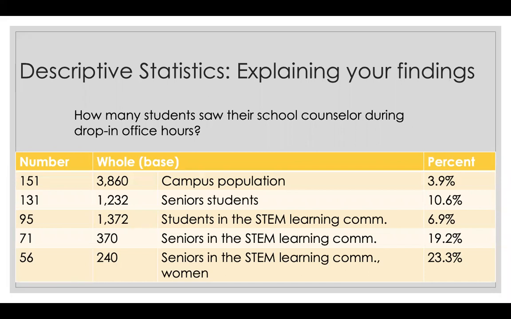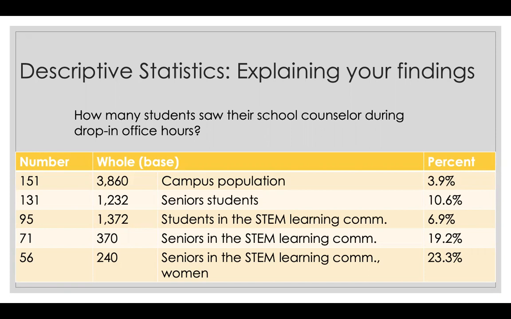So the examples here are that as your denominator changes, your counts stay the same, but your frequencies may change based on who is in your base sample. So again, looking at that line, we have 71 students.